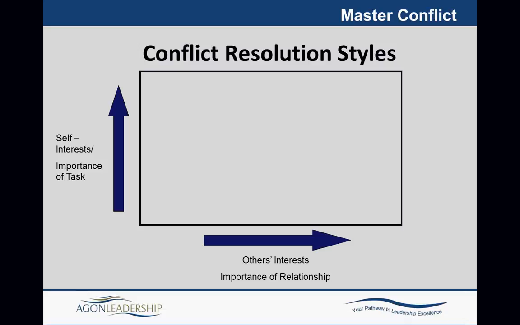The horizontal arrow is about others' interests and the importance of relationships. If I don't care if others' interests are met, I'm towards the left end of that horizontal arrow. If I really want other people's interests to get served, I'm over at the right side of the chart. Likewise with relationship. If I don't care whether the other people think I'm friendly, whether I've got good rapport with them, I'm over to the left of the horizontal line of the conflict resolution chart.